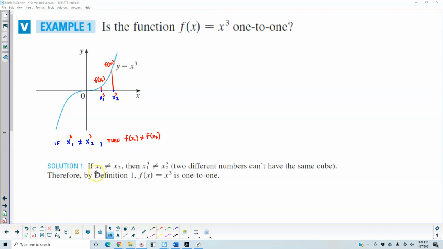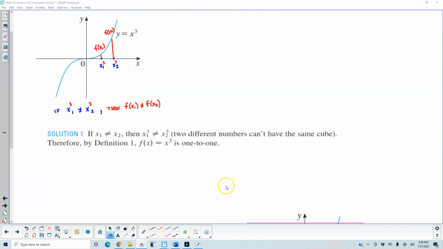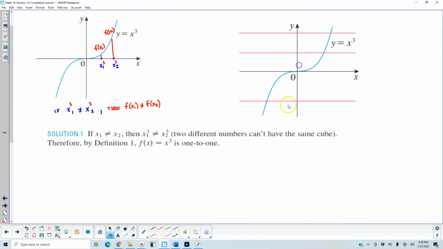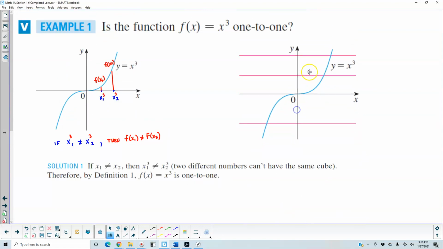Now, this is the first solution. This is one way to look at this graph, and you want to make sure you know how to do both. Now, for the second one here, this is called the horizontal line test. You draw a horizontal line through this graph, and it only intersects it at one point. Same thing here, same thing here. It doesn't intersect the graph two or more times.